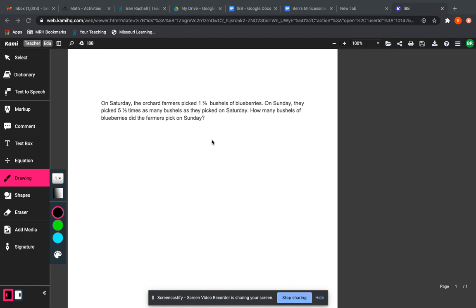It says on Saturday, the orchard farmers picked 1 2/3 bushels of berries. Oops, I'm gonna go ahead and write that. On Sunday, they picked 5 1/3 times as many bushels as they picked on Saturday. How many bushels of blueberries did the farmers pick on Sunday? That's what we're looking for. So I'm gonna go ahead and write our problem out, our two pieces of information. Make a big 5 right there.